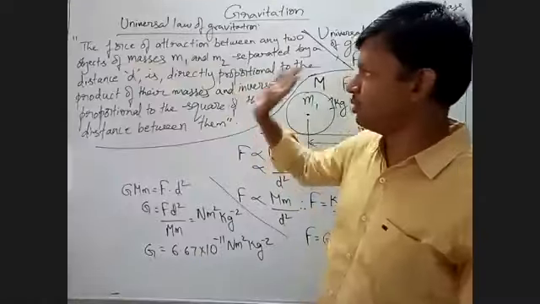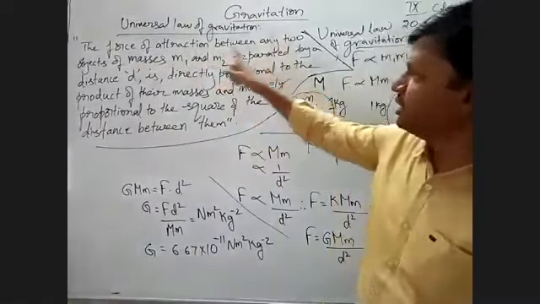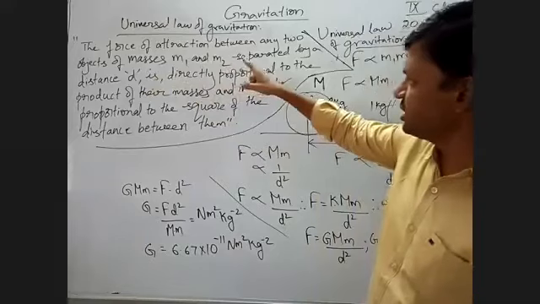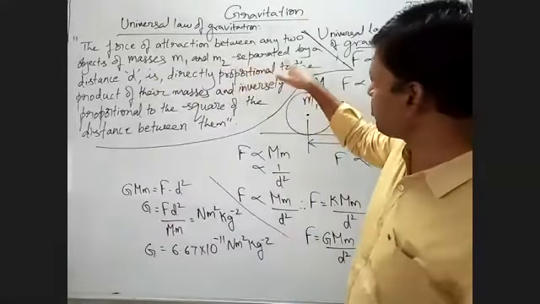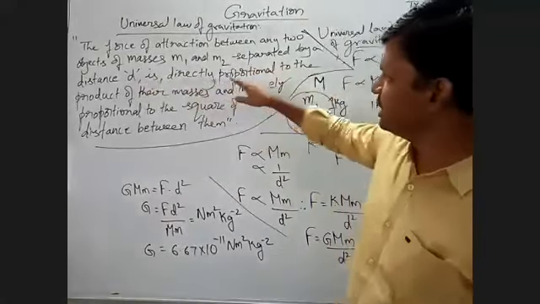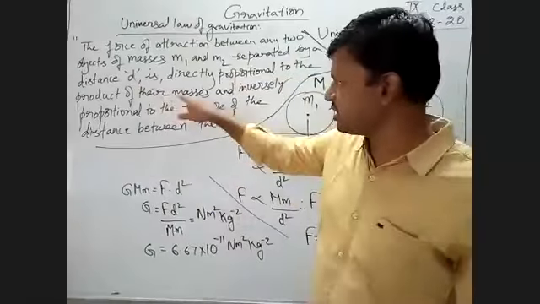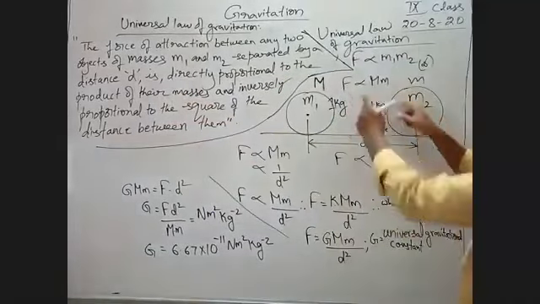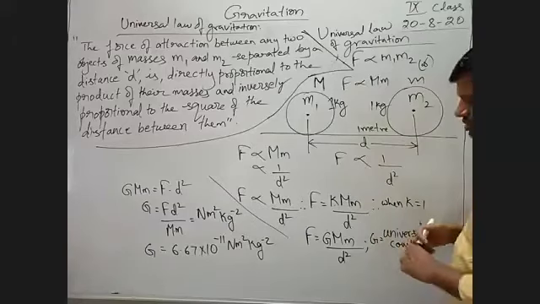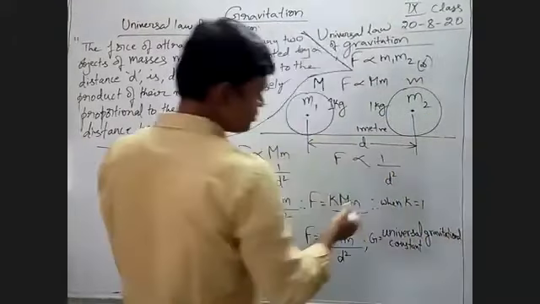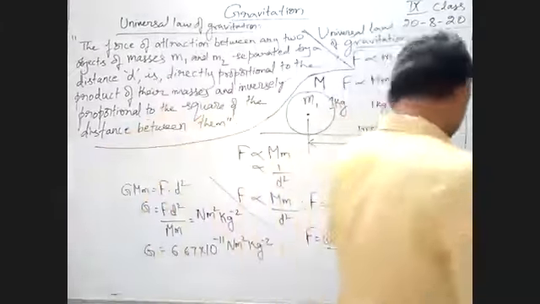Read the law. The force of attraction between any two objects of masses m1 and m2 separated by a distance d is directly proportional to the product of their masses. That way it is m square also. No problem. Okay, so m square also.